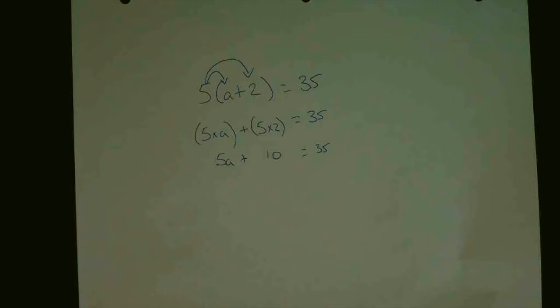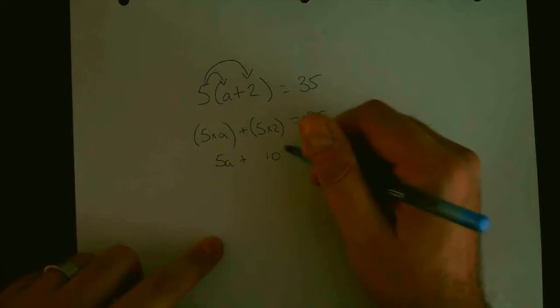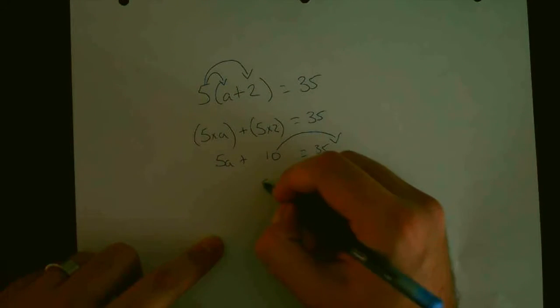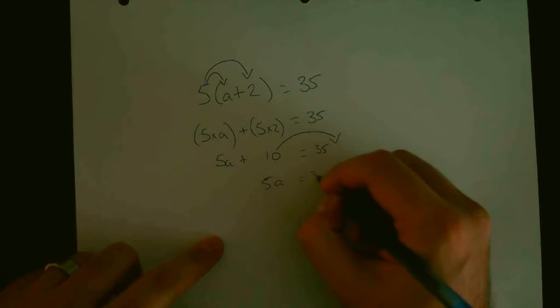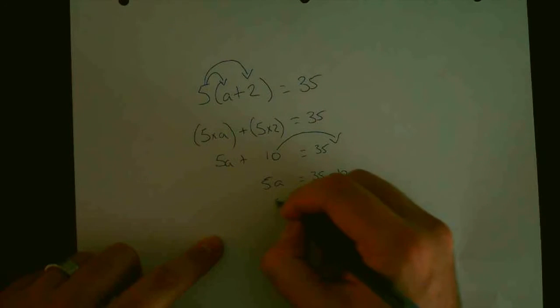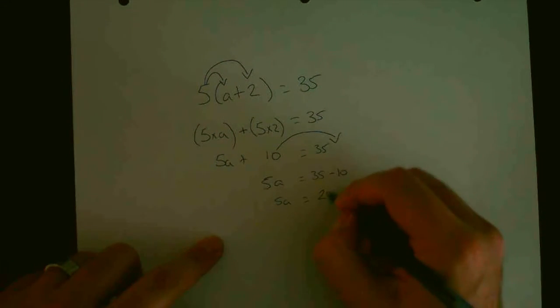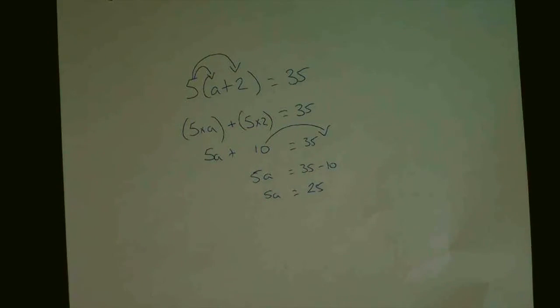What do I do? First step. You guys are experts now. Sophia? Need to get rid of the 10. So bring the 10 to this side, and it's minus on that side, equals 35, subtract 10. 5a equals 25.